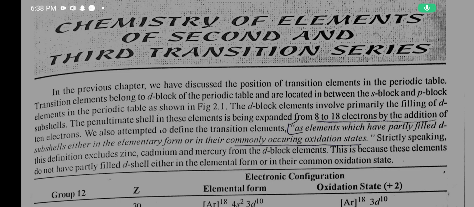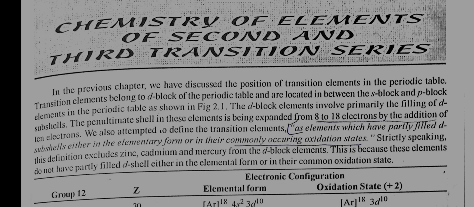Now, chemistry of elements of second and third transition series. In the previous chapter, we have discussed the position of transition elements in the periodic table. Transition elements belong to d block of the periodic table and are located in between the s block and p block elements in the periodic table.